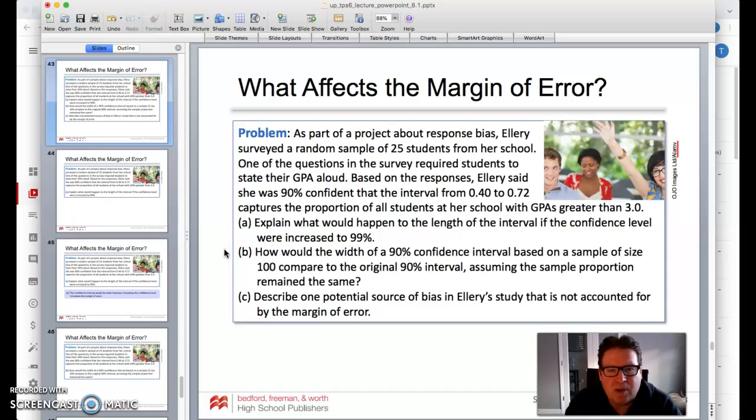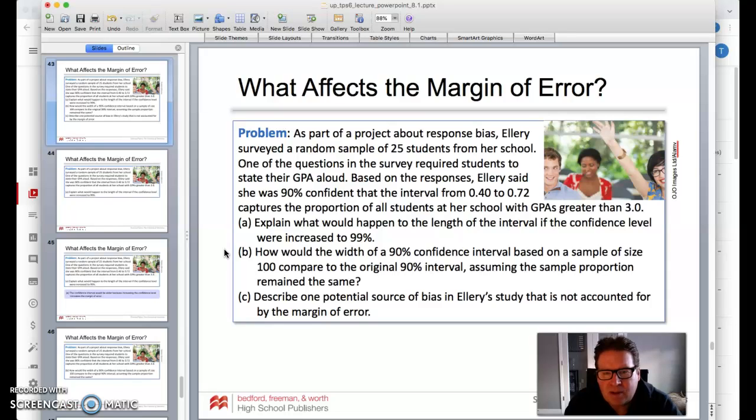All right, so here we go. As part of a project about response bias, Ellery surveyed a random sample of 25 students from her school. One of the questions in the survey required students to state their GPA, to tell them out loud. Based on the responses, Ellery said she was 90% confident that the interval from 40% to 72% captures the proportion of all students at her school with GPAs greater than 3.0.